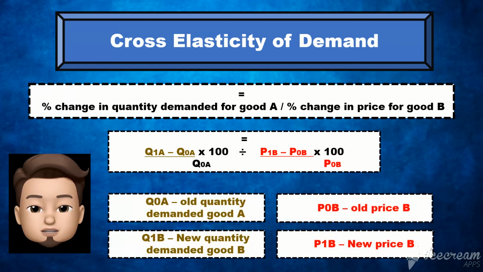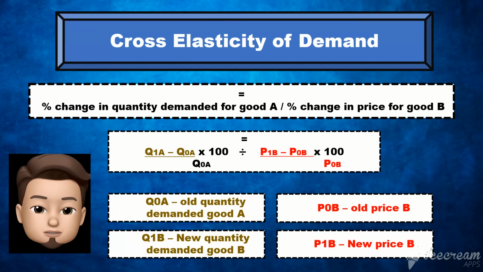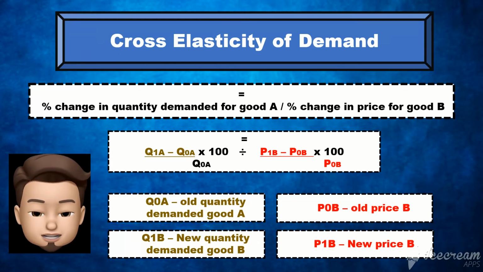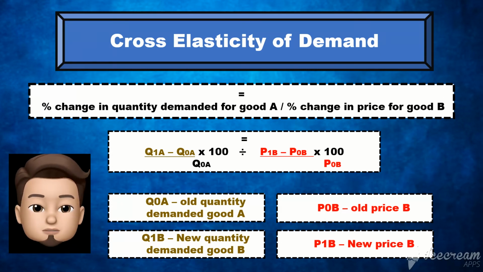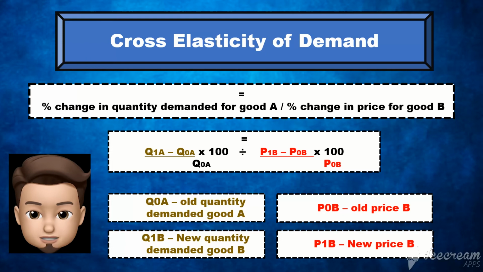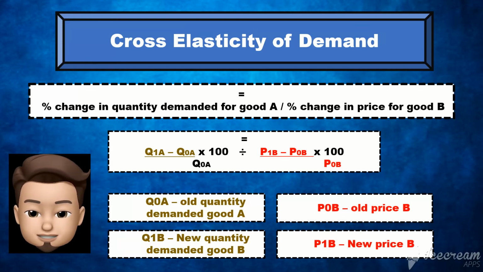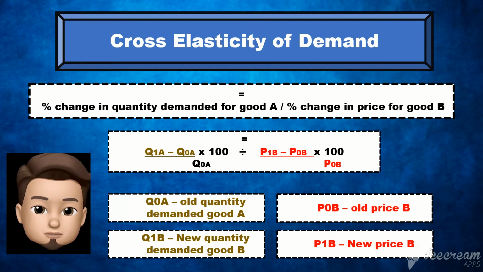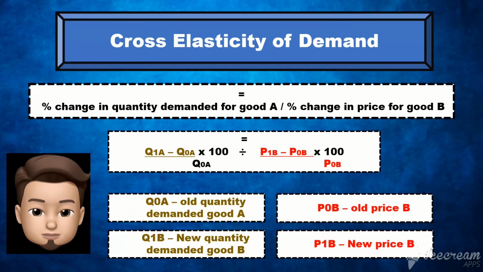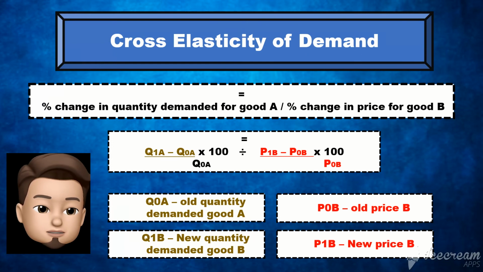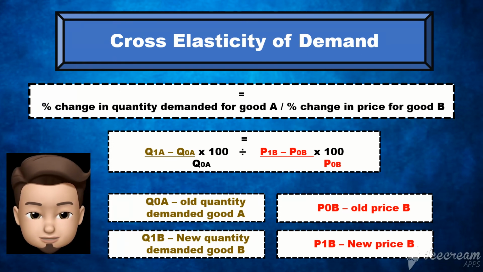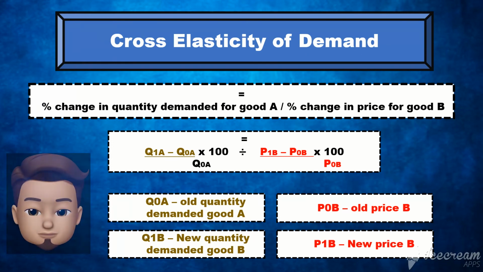So, the formula is Q1A minus Q0A, times 100, divided by Q0A, and then divided by P1B minus P0B, times 100, divided by P0B. In the formula for cross elasticity of demand, Q0A is the old quantity demanded, Q1A is the new quantity demanded, P0B is the old price of B, and P1B is the new price of B.